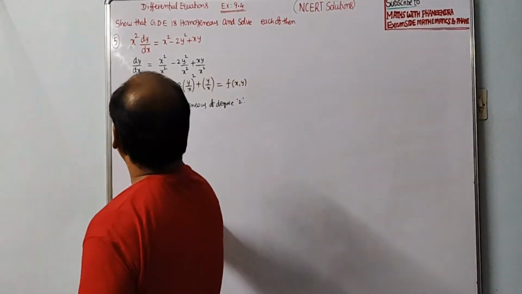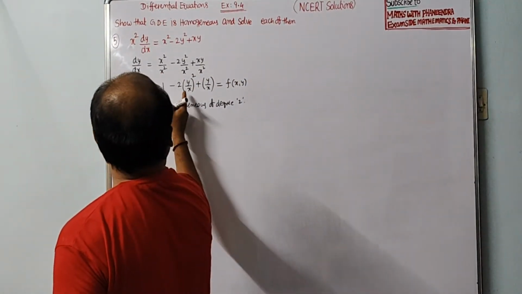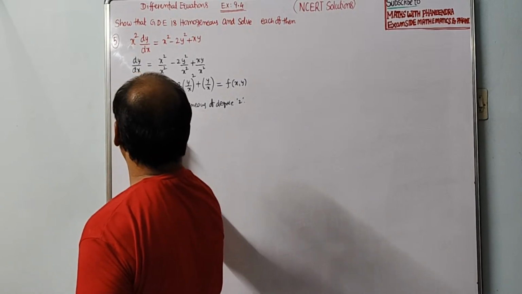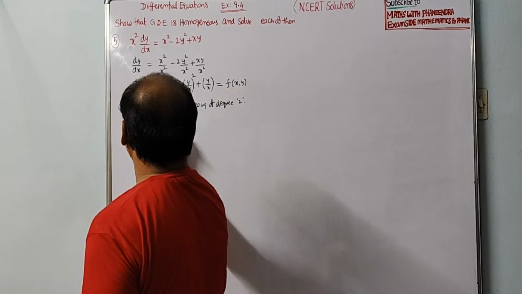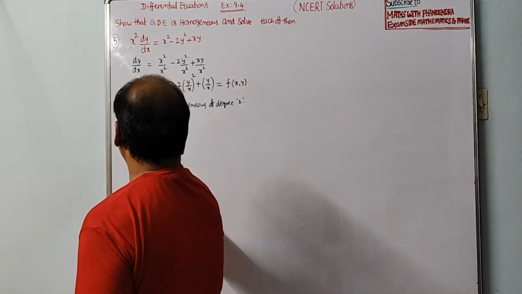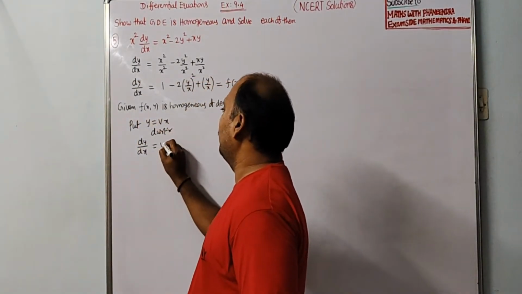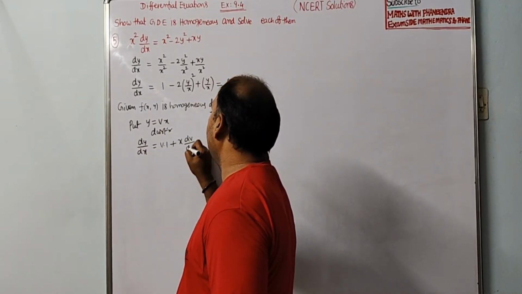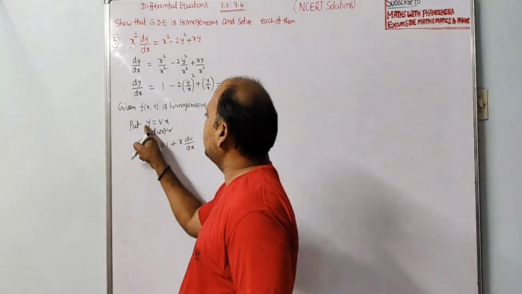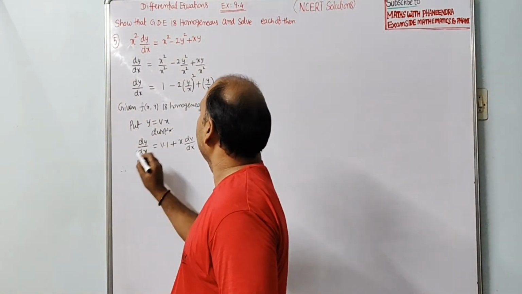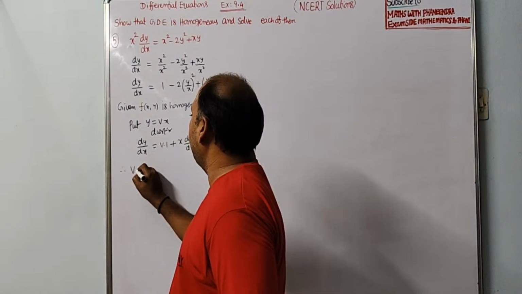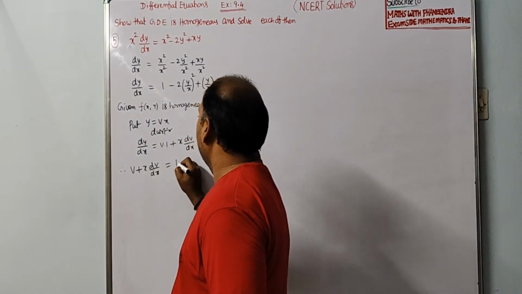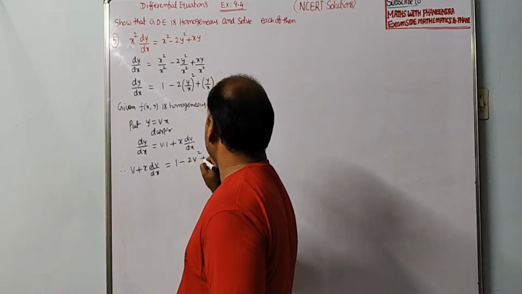Next, dy by dx. This one is there, no? So put y equal to vx. Differentiate with respect to x. dy by dx equals, by the uv formula, v into x derivative, which is 1, plus x into v derivative, which is dv by dx. So in place of y, replace with this value, and this equation will become v plus x dv by dx equals 1 minus 2v square plus v.